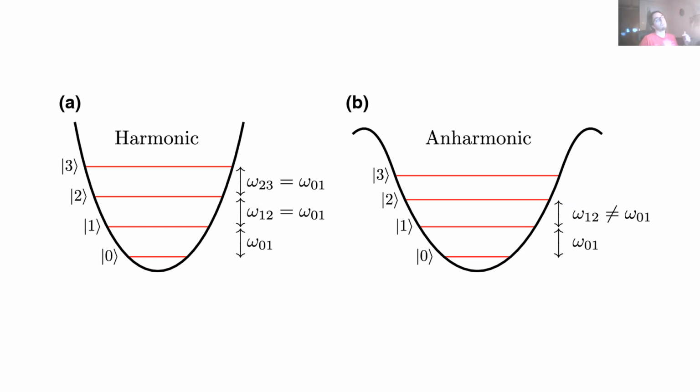But when you have an anharmonic system, this is different. It's not valid anymore, because the amount of energy you need to increase your energy level from the first excited state to the second excited state is not the same as the energy you need to increase your system from the ground state to the first excited state.